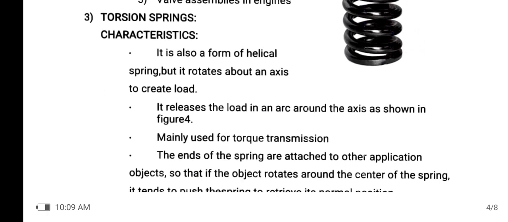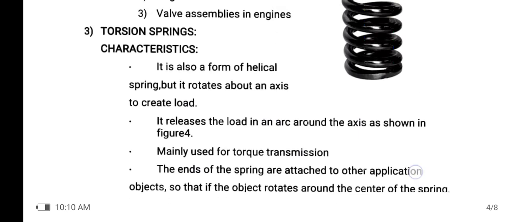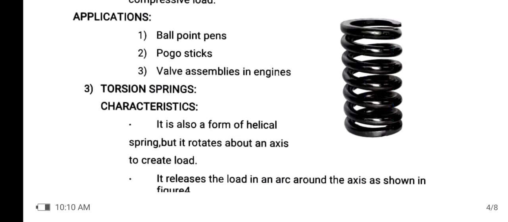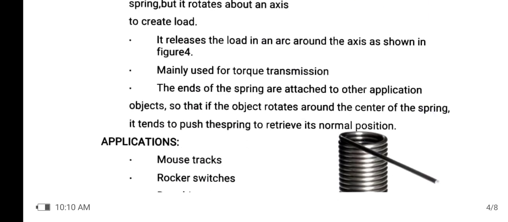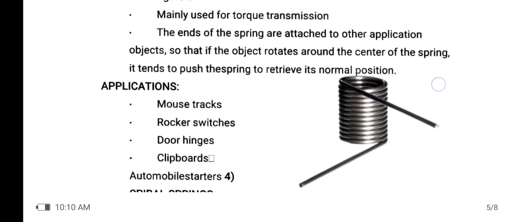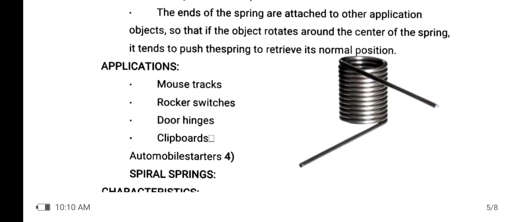Then torsional spring characteristics. It is also a form of helical spring, but it rotates about an axis to take the load. It releases the load in an arc around the axis, as shown in the figure. That is the torsional spring figure. It is mainly used for torque transmission. Applications of the torsional spring: mousetrap, rocker winches, door hinges, clipboard.